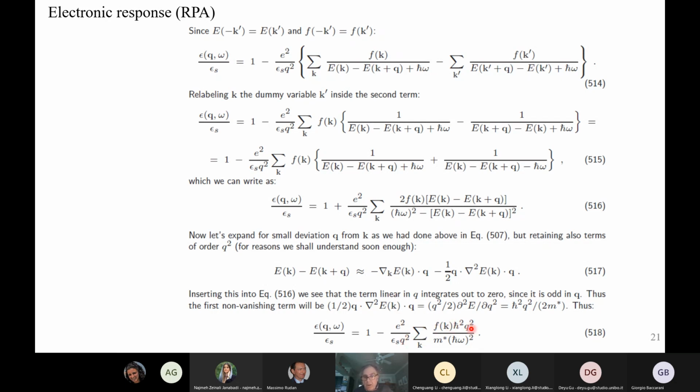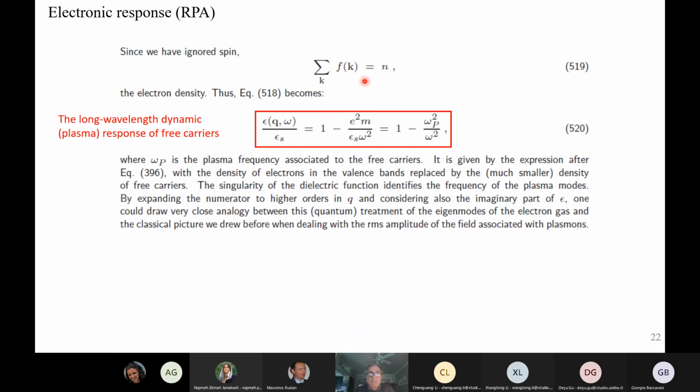Now notice that q squared and q squared cancel, and I'm left here with the sum over k of the Fermi-Dirac distribution of my free carriers. This is just the density of the free carriers. So what I'm left with is E squared divided by epsilon, the q squared go away, I have a mass in the denominator, and then I will have a density in the numerator. This is just the square of the plasma frequency, okay?